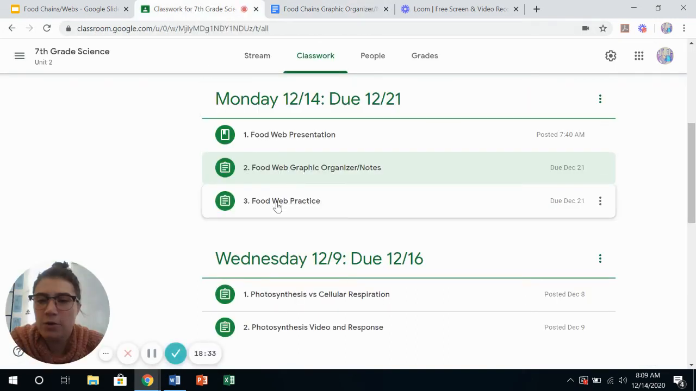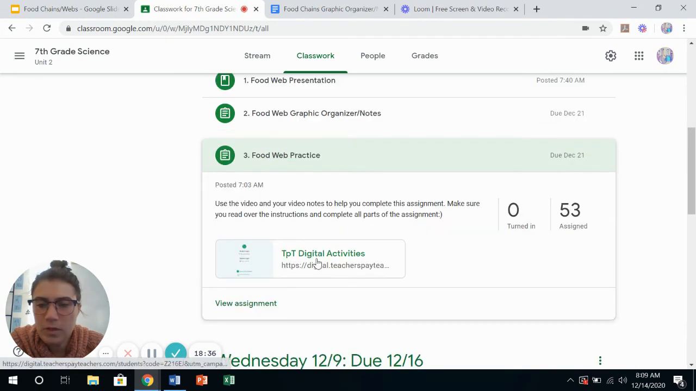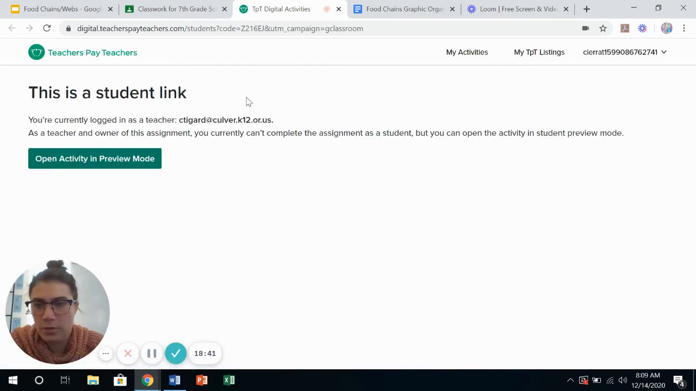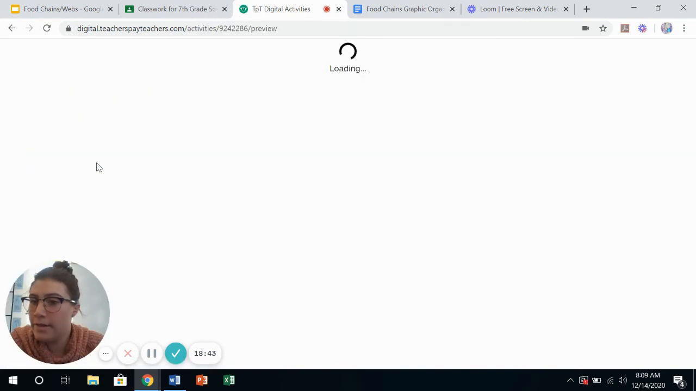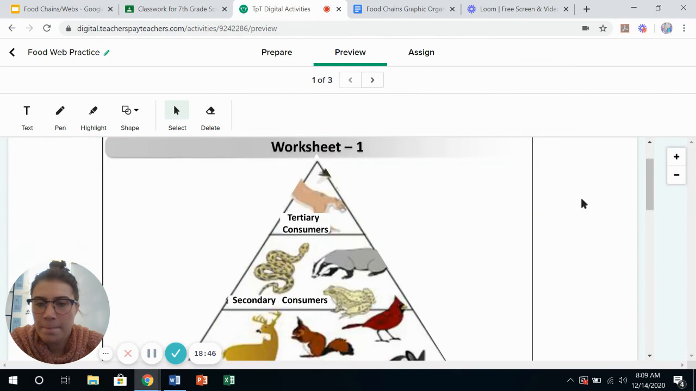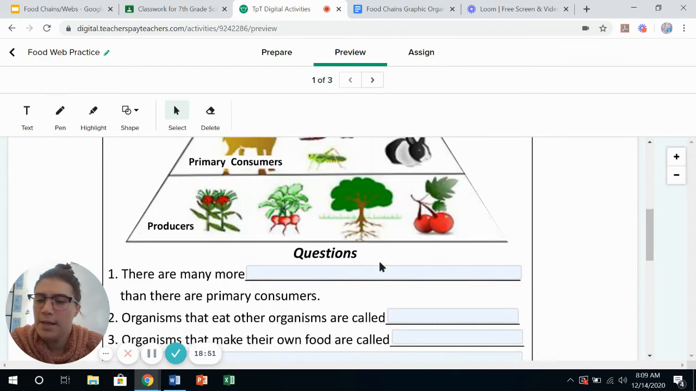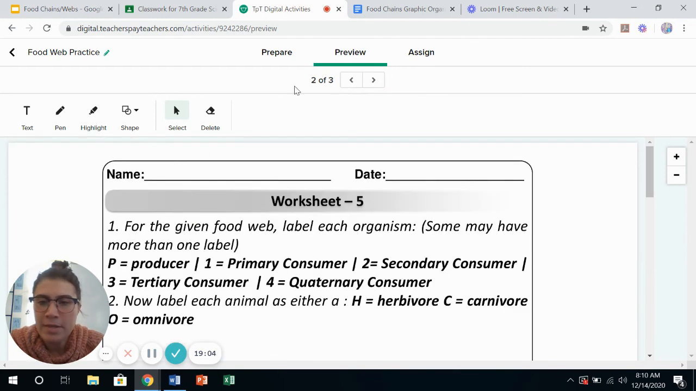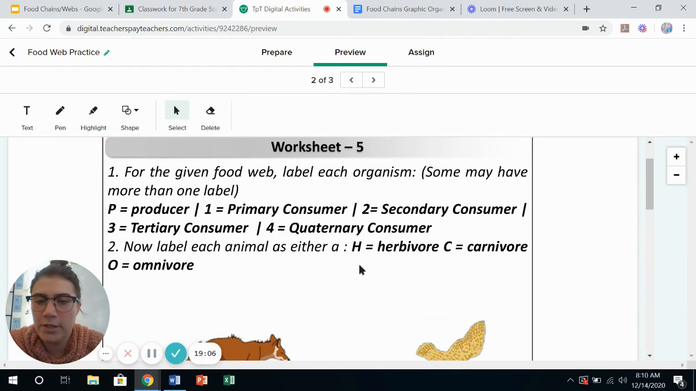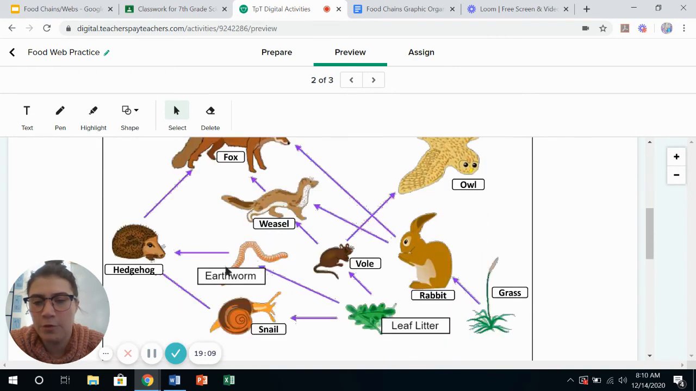Then you have your food web practice, which is going to be another TPT digital activity. You are going to log in. I'm just going to preview it for you. We have another food web here, or not a food web, it's a pyramid, and you are going to explain these questions. You can use your notes, so if you don't want to turn it in beforehand, you don't have to, and you can turn them in at the same time once you are done. And then here is where you are going to label the organisms in this food web.